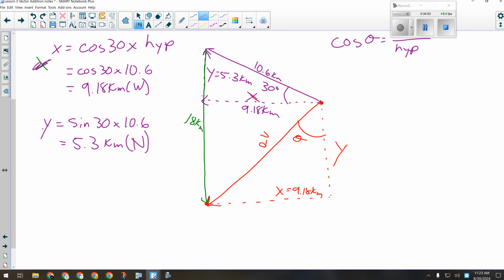12.7. How'd you get that? 18 minus 5.3. Right. I went 18 kilometers south, I subtract the bit I went north, the 5.3, and I get that this was 12.7 kilometers south. Can I solve for the rest of that triangle now? That's what we're moving to next week, called vector component addition.